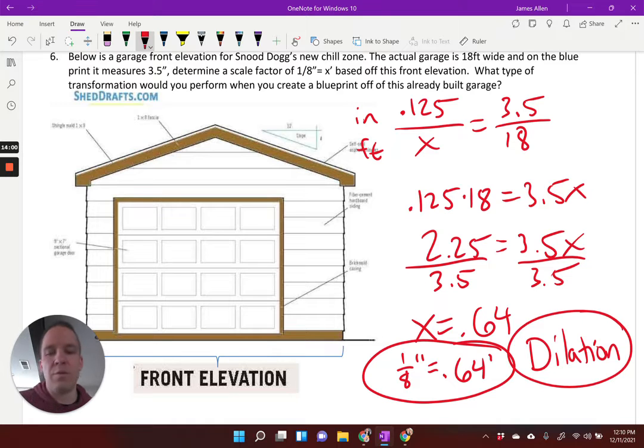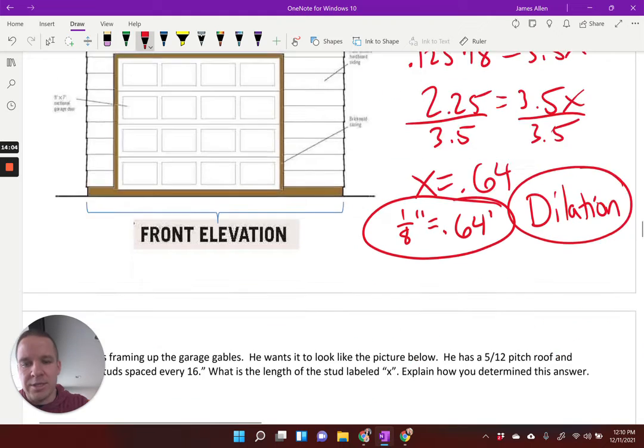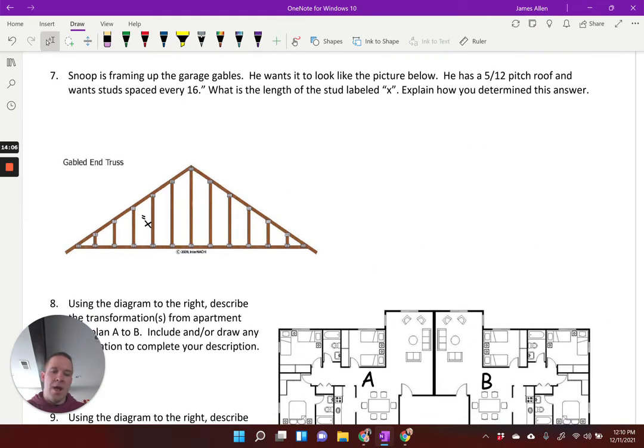That's what we're doing when we build off a blueprint. We're going from small to large, just as we've done in class with our projects. Ooh, yeah. A little more practice. I like this. Getting a few in here, right? Getting a few in case you didn't get it the first time around.